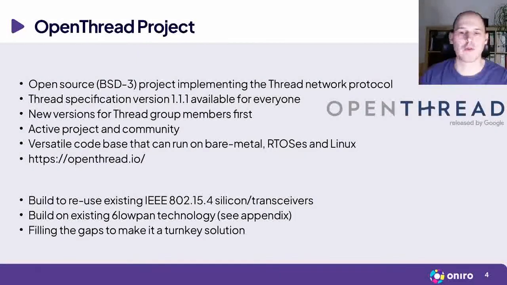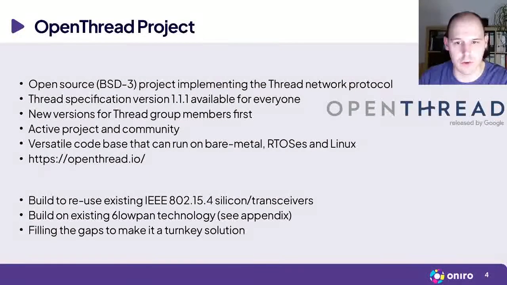So what are we using here? We are using the OpenThread project. It's an open source project licensed under BSD, and they're implementing the Thread network protocol. So there are two different things. There's the Thread Group, which is all kinds of member companies. They are developing the specification, they're working on the testing, they're working on the certification as well. And you have to be a member to get access to all of these things.